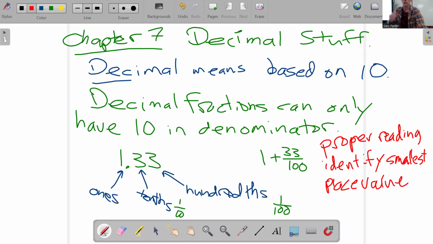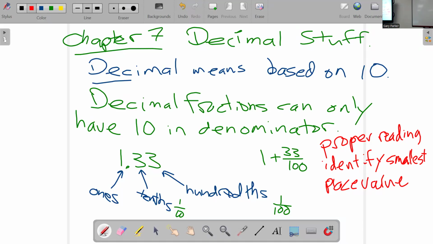All right, so chapter 7 is decimal stuff. Here's a quick recap. Decimal just means based on 10. We use it to refer to things called decimal fractions, but really decimal is broader than that. Our number system is a decimal number system. This is just based on 10.